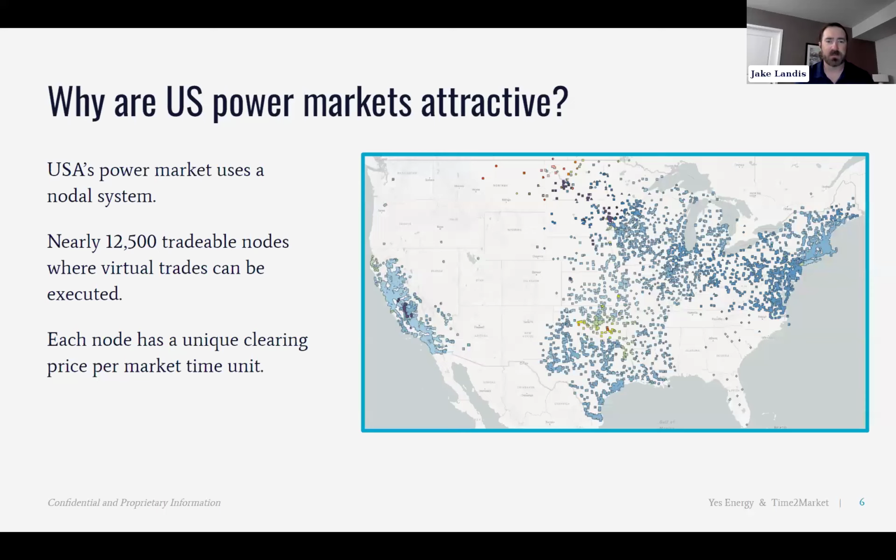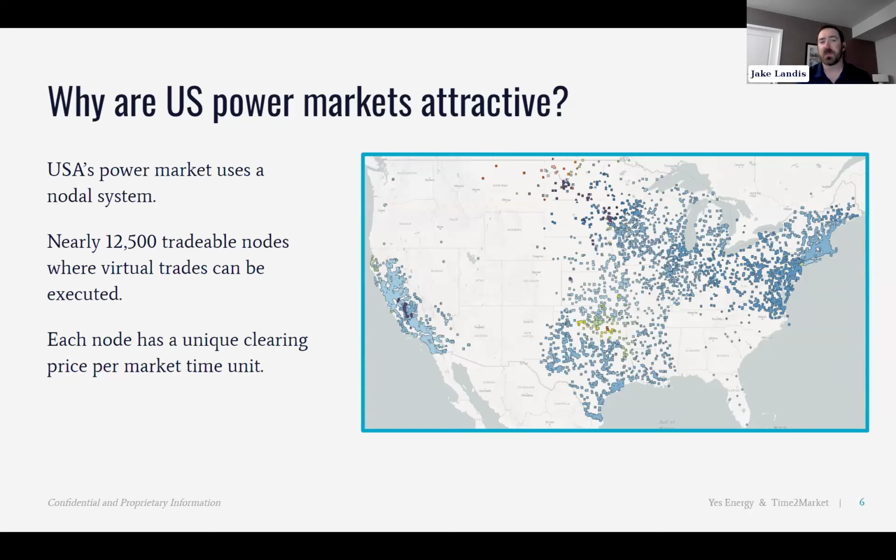But the good part about this, and the map that we're looking at here, and why there's a lot of attractiveness to trading financially in the US power markets, is all of the dots, circles, squares, stars you see on that screen constitute things like generators, loads, different power hubs, zones, interfaces.